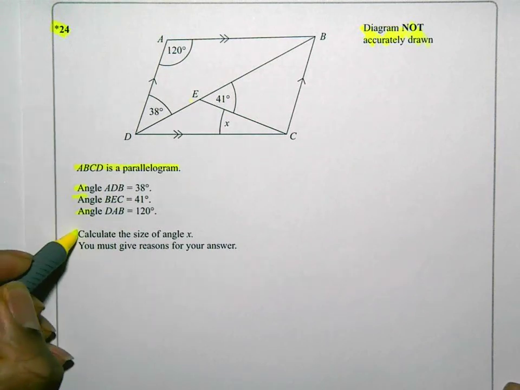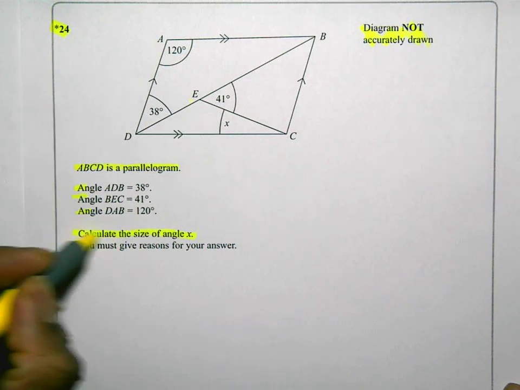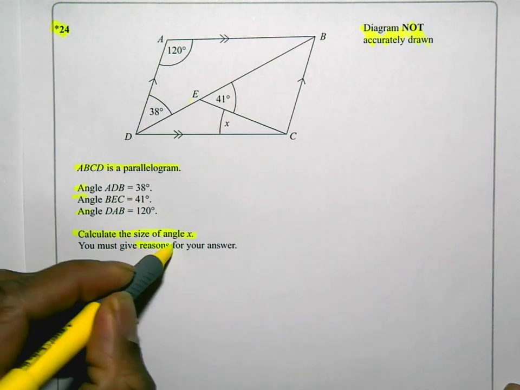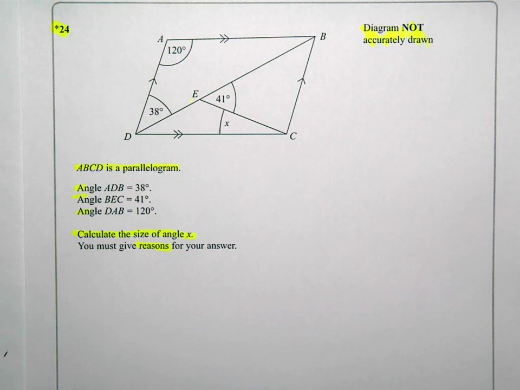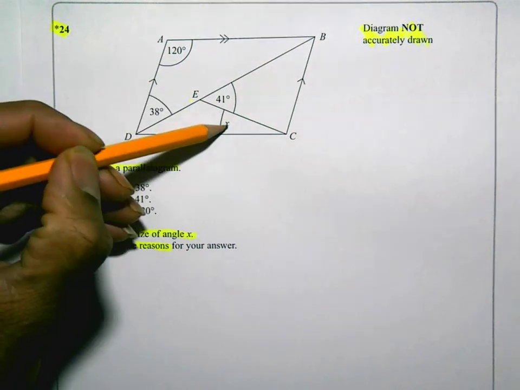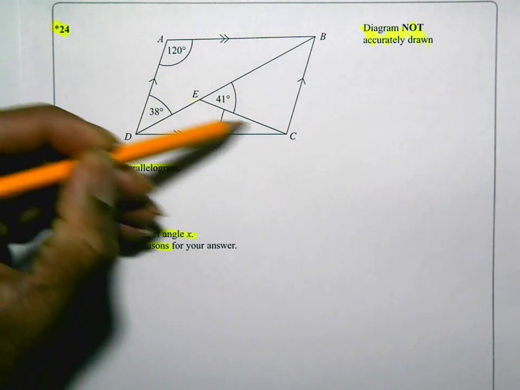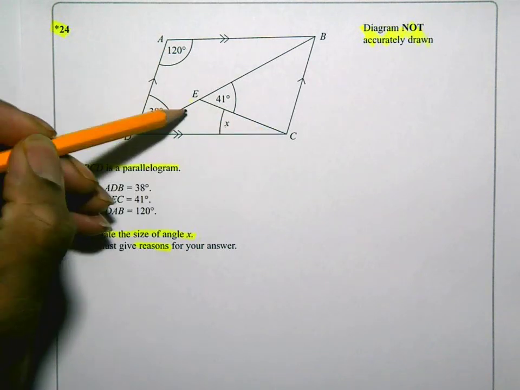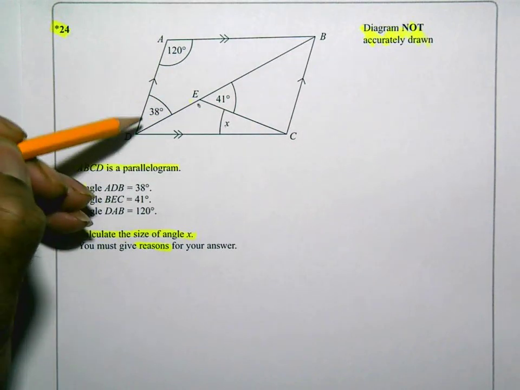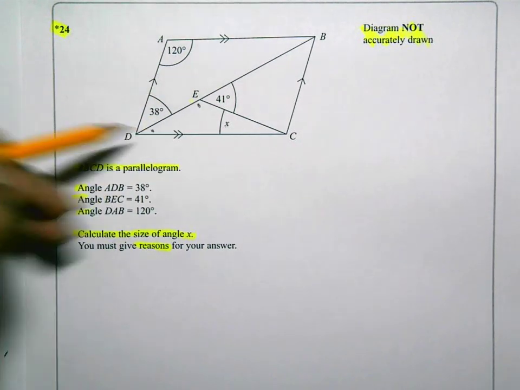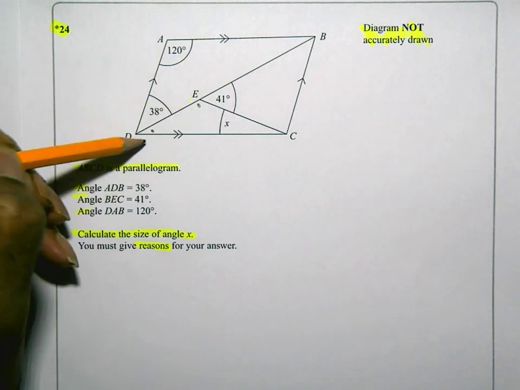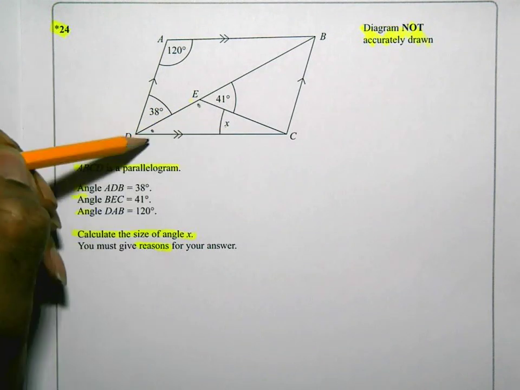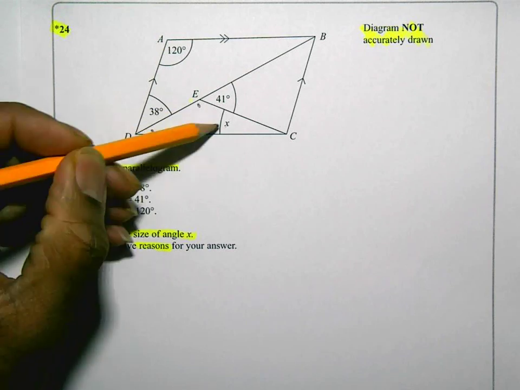The question simply says, calculate the size of angle X. You must give reasons for your answer. So they want reasons for each stage, and they want us to work out the angle X. Now, I'm going to think about how I work out this angle here. Angle X is inside of this triangle, DEC. So what I could do is try to find this angle over here, try to find this angle here, and if I work out these two angles, I can use the fact that the angles in a triangle add up to 180 degrees and work out X.